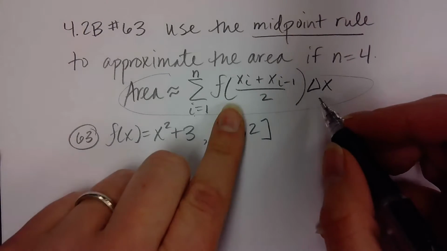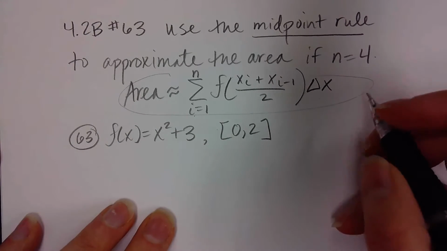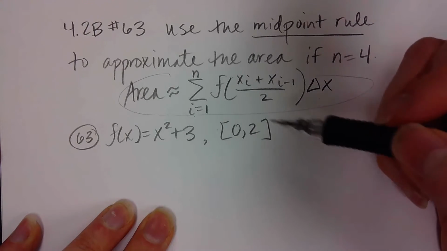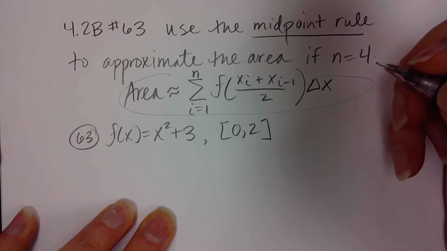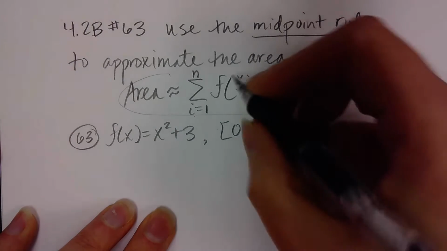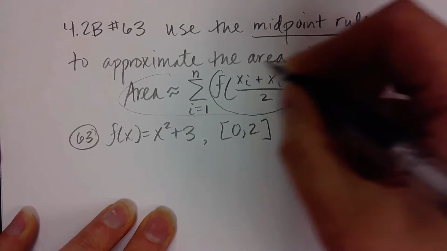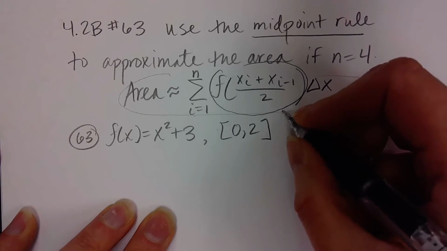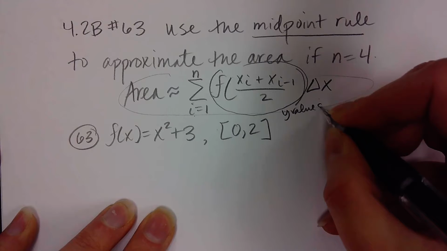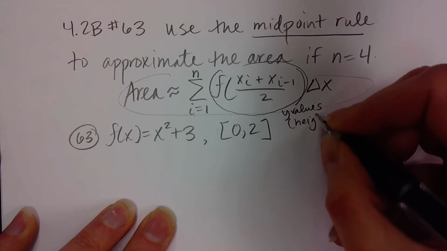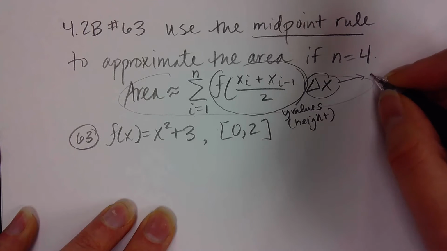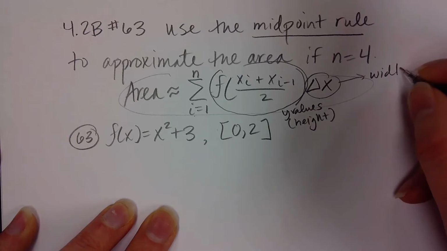So what this whole giant formula is really doing is saying that if n is 4, we have 4 rectangles. We're adding the area of 4 rectangles under a curve. And this part right here is going to give our height. It's going to be our y values. It says f of something. So those are our y values or our height. Remember, we're adding a bunch of rectangles. And then this delta x part is going to be the width of those rectangles.